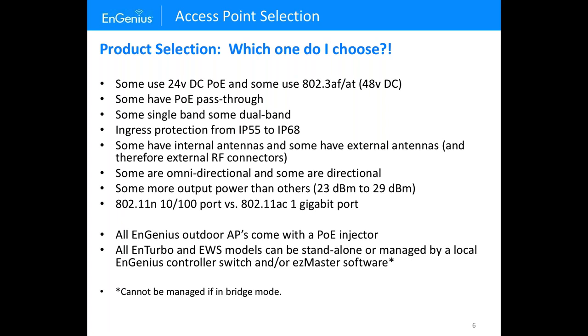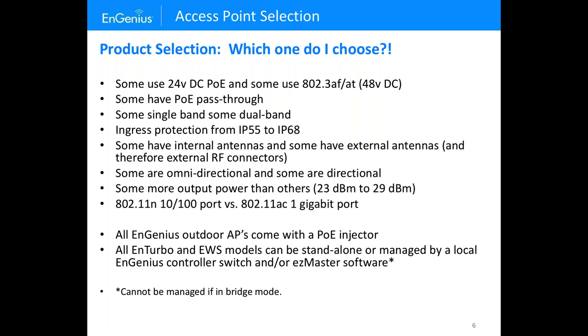Some are single band, which for bridging could be totally fine, or even sometimes as an access point. And then some are dual band, 2.4 and 5 gigahertz. Talking about outdoor, some have an IP rating of 55, which is still a good outdoor rating. It's still water resistant, but then there's a higher rating, up to IP68, which is very high for very harsh environments, like a marina with salt water.